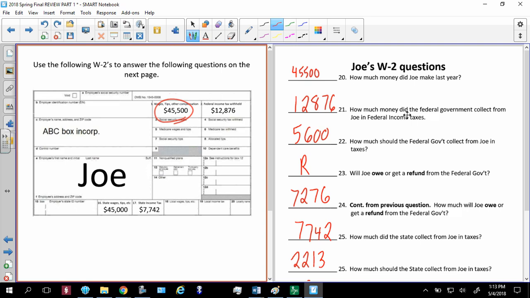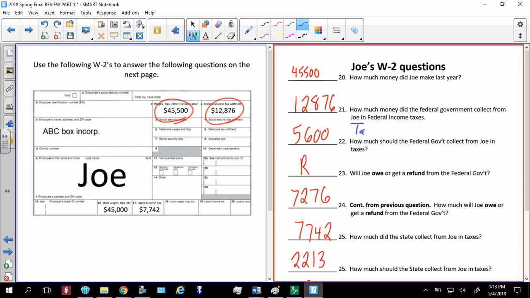Question number 21. How much money did the federal government collect from Joe in taxes? Well, they took $12,867 through taxes. Now, how much should the federal government collect? Hopefully you remember in class, this is where you go to the table. Now, you do not look up $45,500. That would be incorrect. Do not do that.